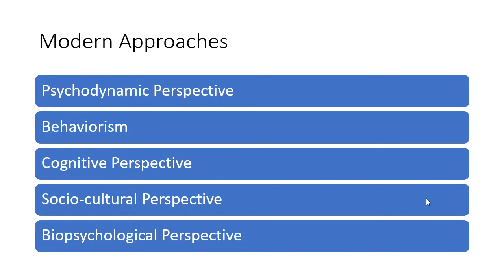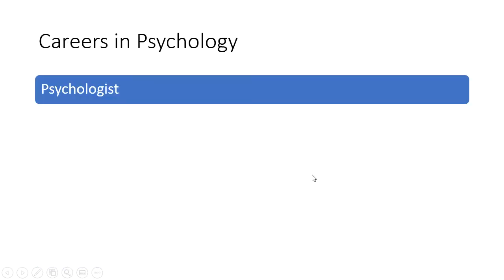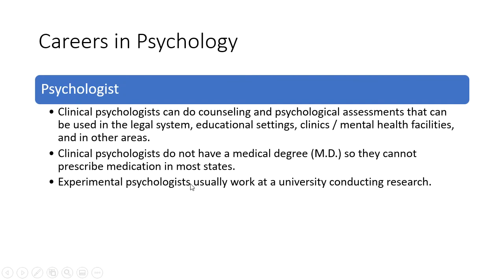All right, so let's jump forward. There are some careers in psychology. You can be a psychologist. Clinical psychologists can do counseling and therapy. In most states, you have to get a doctorate to be a clinical psychologist, but in 13 states, you can be a clinical psychologist with a master's degree. Psychologists, like I said, can do counseling and therapy. They can do psychological testing to diagnose people with different mental disorders.